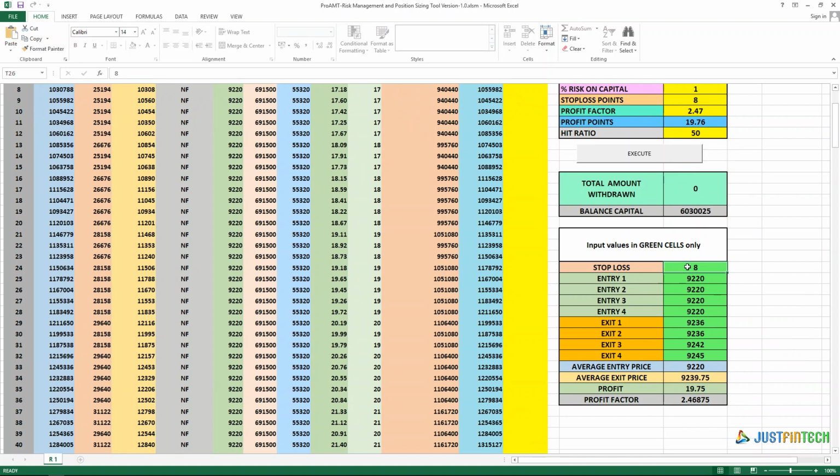Based on how I trade, based on my system of trading, I enter all in one go. So let's say I want to enter at 9220 and exit maybe in three parts. So 50% I'm exiting at 16 points. So exit 1 and 2 both are at 9236. The rest of 50% I want to exit 25% at 9242, and want to exit the last 25% at 9245.